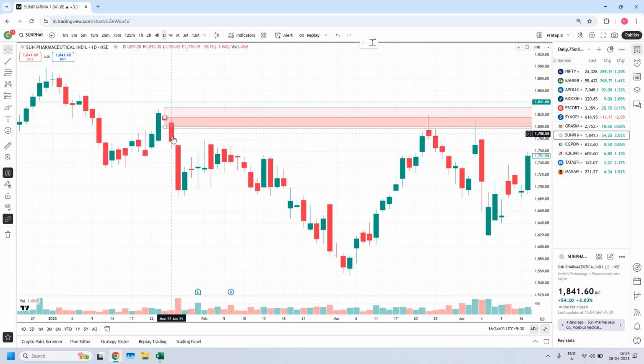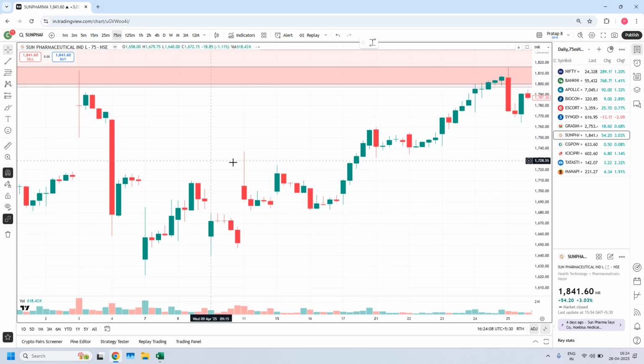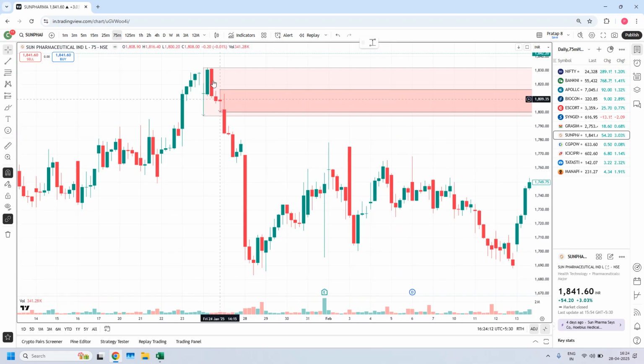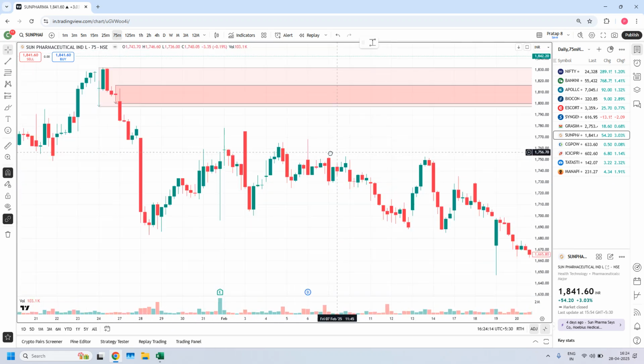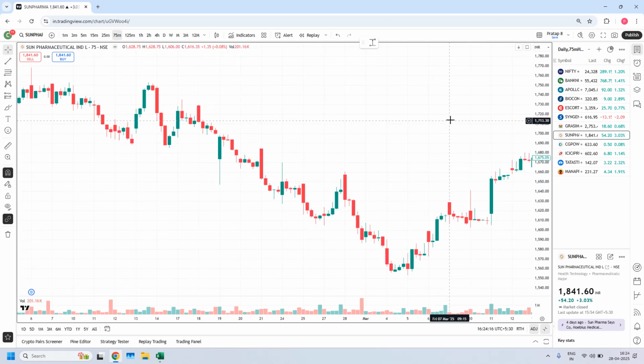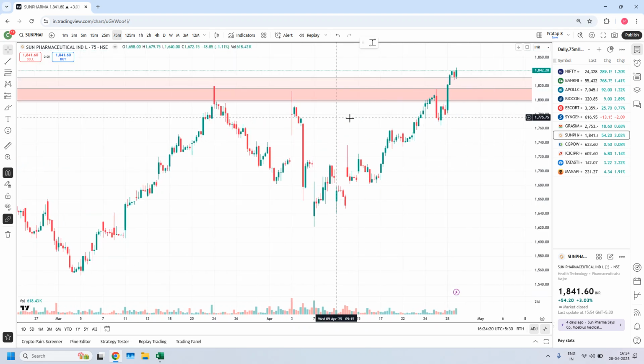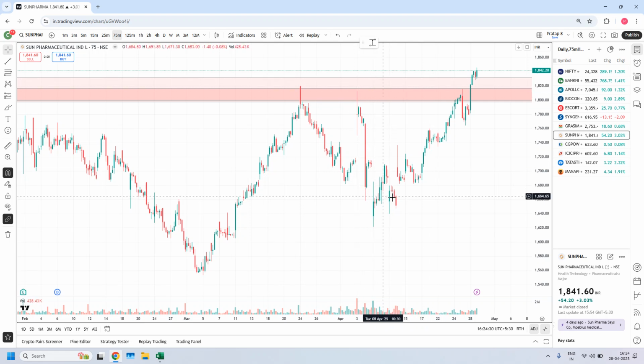Rally, base, drop, follow through candle. This one is fine tuned with 75 minutes. In 75 minutes we have a drop, base, drop, and this 75 minute zone is already violated. See here, I mean pierced, already pierced. So that's why we didn't plan any trade. We know this zone will be violated. That is what happened today, because there are no order flows.